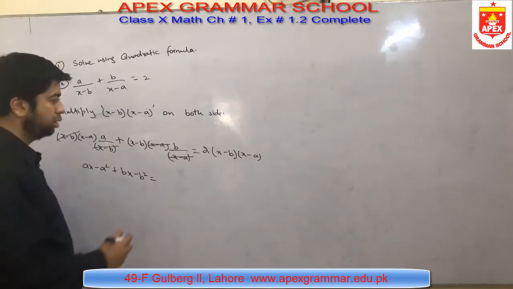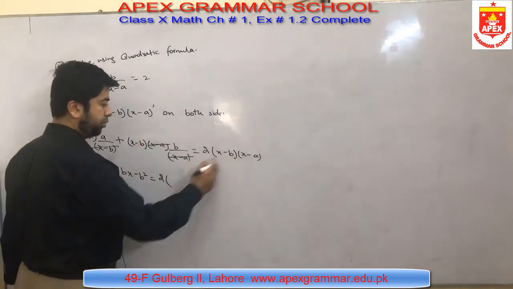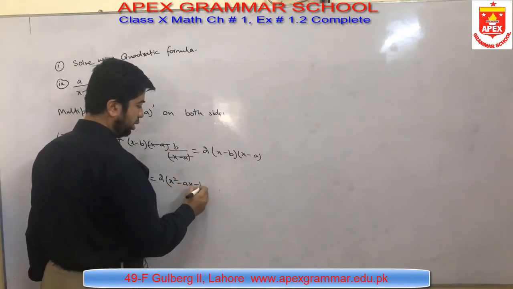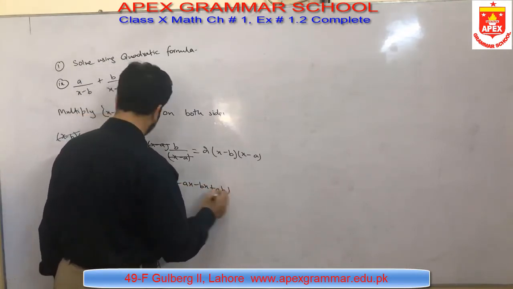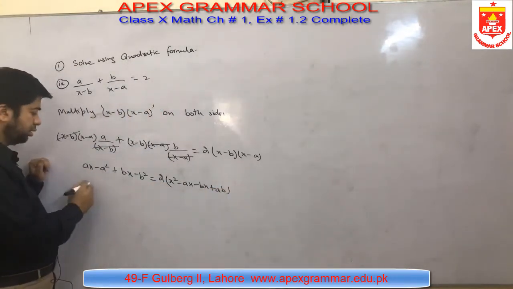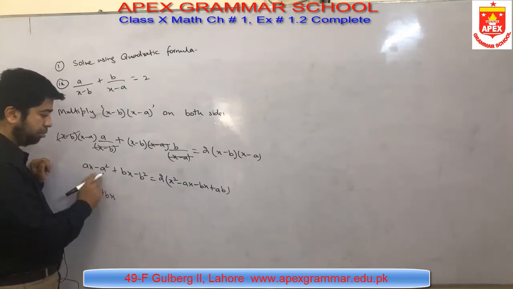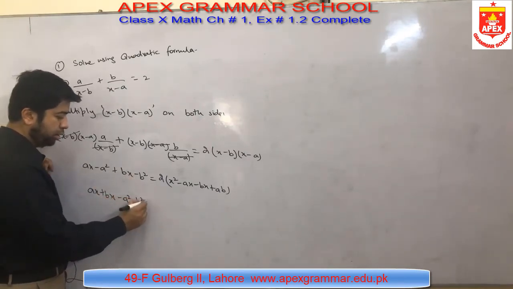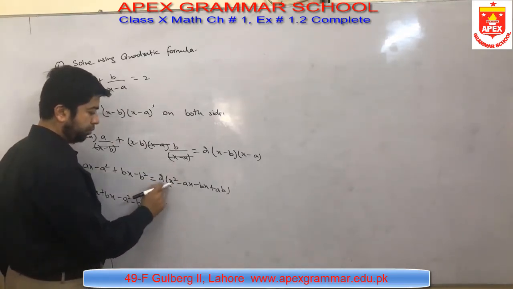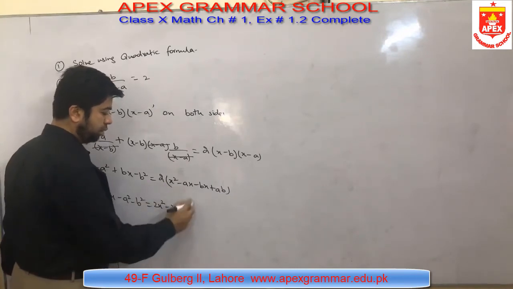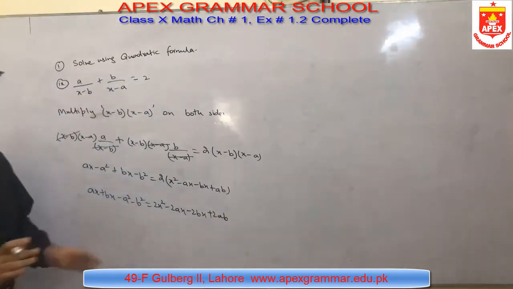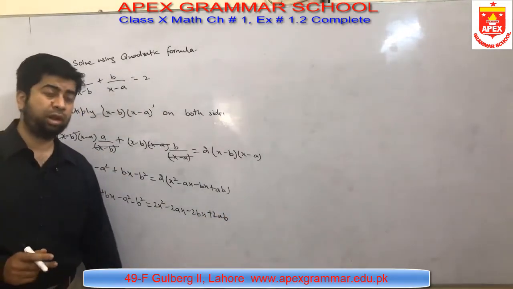after 2, this is x square minus ax minus bx plus ab, and now ax plus bx minus a square minus b square is equal to, just multiply this 2 inside, 2x square minus 2ax minus 2bx plus 2ab. This is not in the general form of quadratic equation.